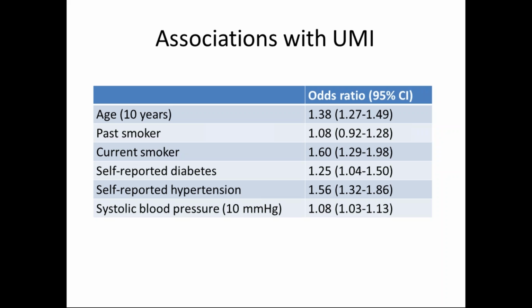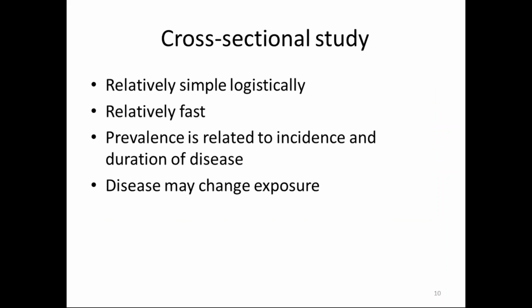So we see pretty much what we would expect. However, this is not the best study design for this, right? Because we don't know a lot of things about how people wound up with this unrecognized MI. However, it was relatively simple to do logistically, right? It was quick because we don't have to wait for anything to happen. We have the measurement and we have the exposure and outcome at the same time.